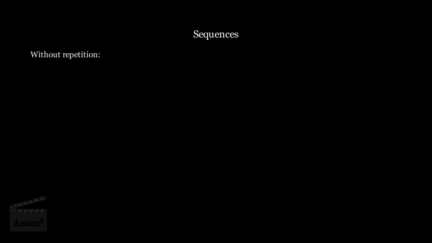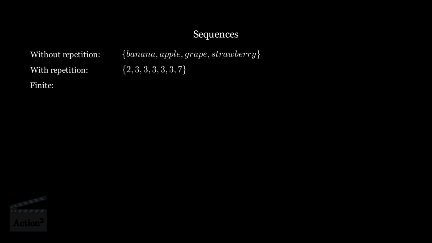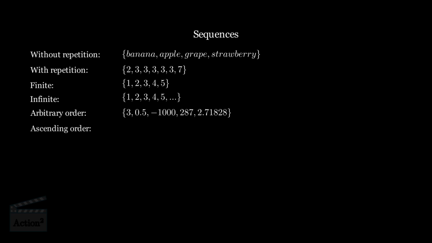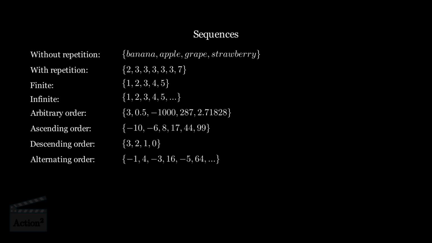A sequence is the organization of elements of any type in a specific order, where repetition is allowed. The sequences can be finite or infinite. And the elements in a sequence can be disposed in an arbitrary order or follow a predefined direction, such as ascending, descending, or alternating order.